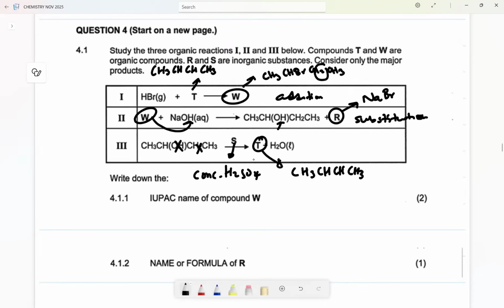I think us doing this, we are done. We have answered almost every question. This is elimination, by the way, or specifically dehydration, because we are removing water. This one is the type of addition reaction which we might refer to as hydrohalogenation. We are adding hydrogen as well as halogen. This type of substitution reaction, it is what? No name.